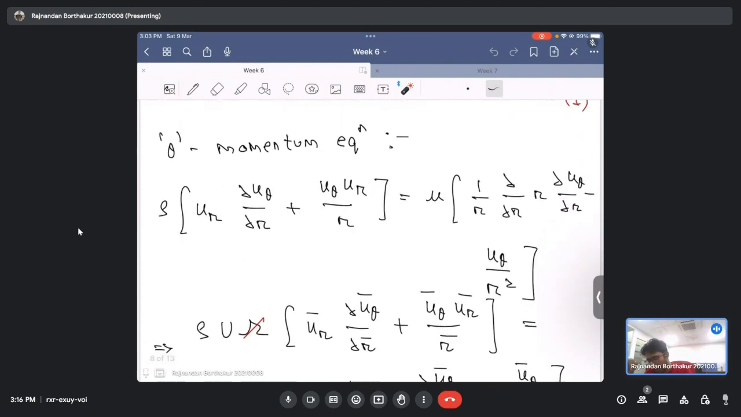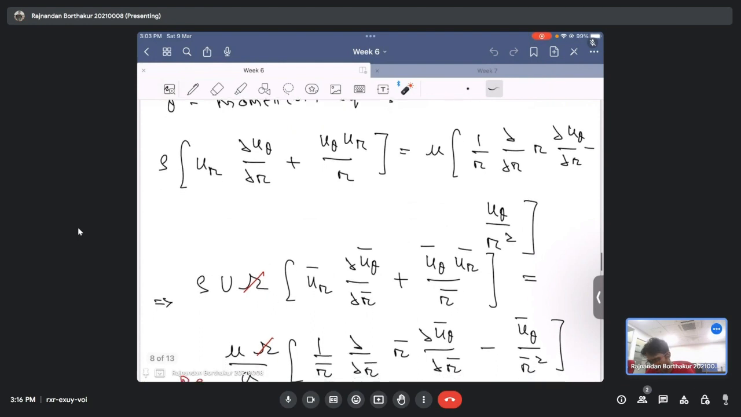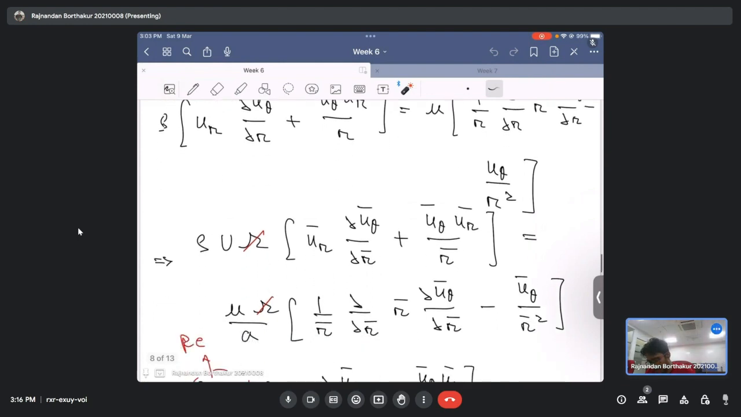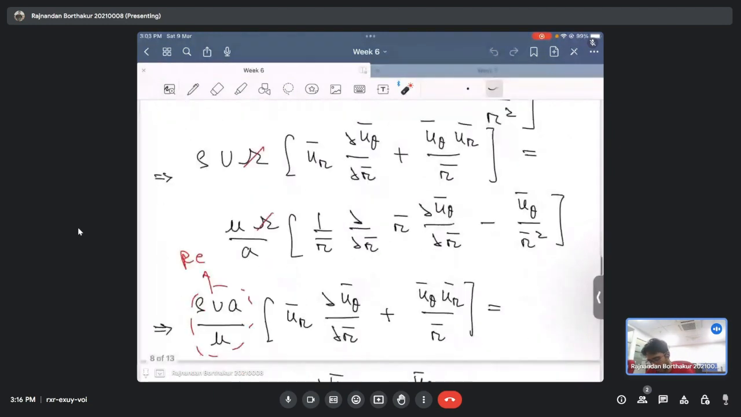In addition to this, we solved the theta momentum equation because we had three unknowns: the two velocities in the r and theta direction, and the pressure. So basically, we need three equations. The first two were the r and the theta momentum equations, and the third was the continuity equation. The theta momentum equation, by plugging in all the characteristic variables, simplified to equation 2, as you can see here.